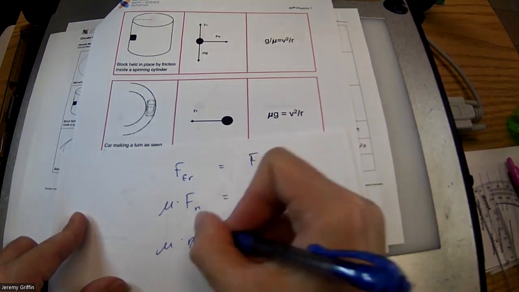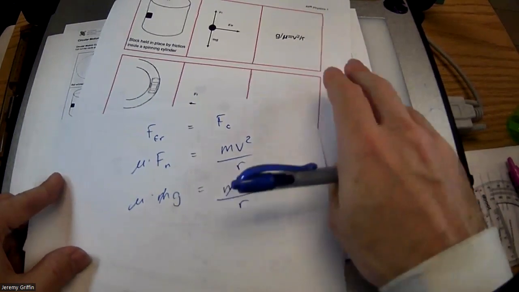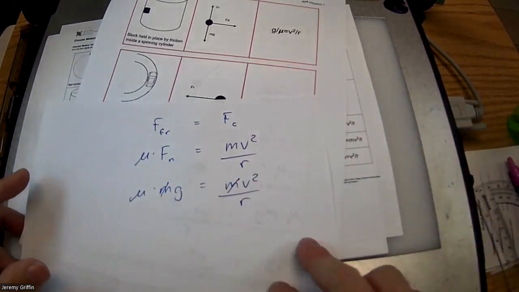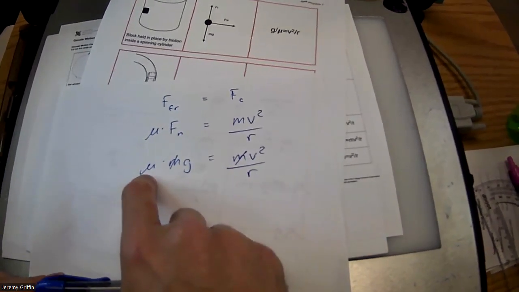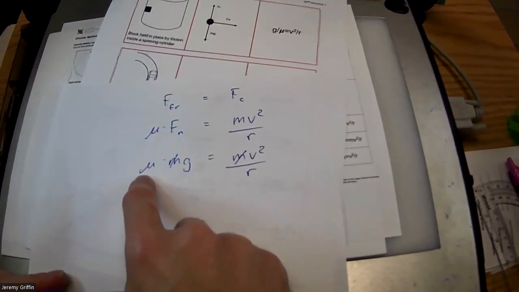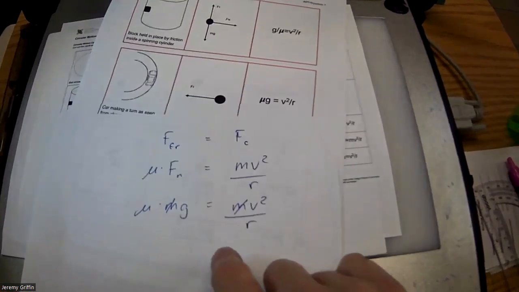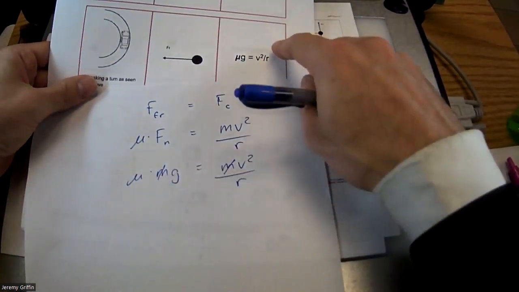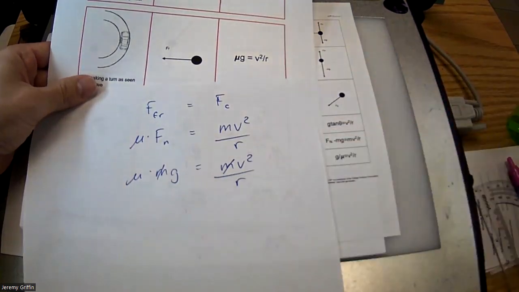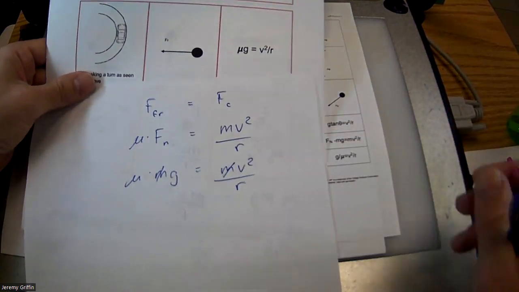The m's cancel, so it doesn't matter how massive the car is. It matters what kind of tires it has, but not how massive it is. When I say the tires matter, that's embedded in this mu value, okay? And that's what they got right there. Mu g is equal to v squared over r. Just like that. Okay.